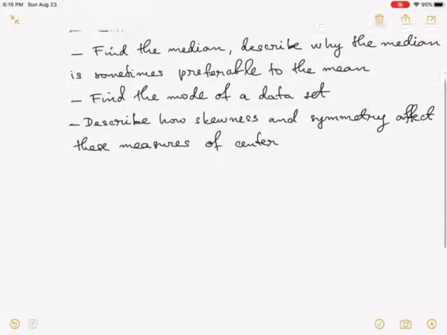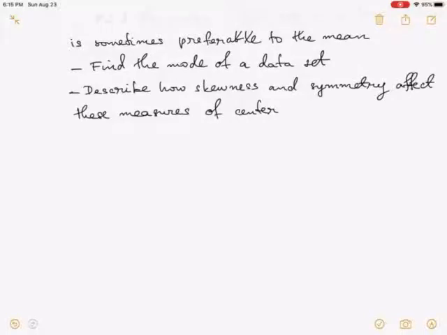So the most well-known and widely used measure of center is the mean. In everyday usage, the word average is often used to denote the mean.